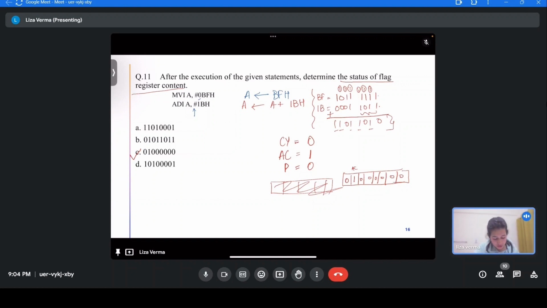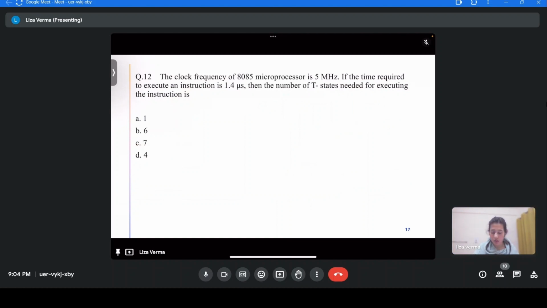The clock frequency of the 8085 is 5 megahertz. If the time required to execute an instruction is 1.4 microseconds, then what will be the number of T states for executing this instruction? How can you do this? The clock frequency is 5 megahertz and the total time taken to execute this instruction is 1.4 microseconds.